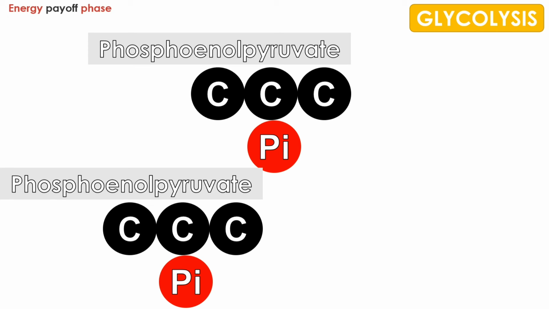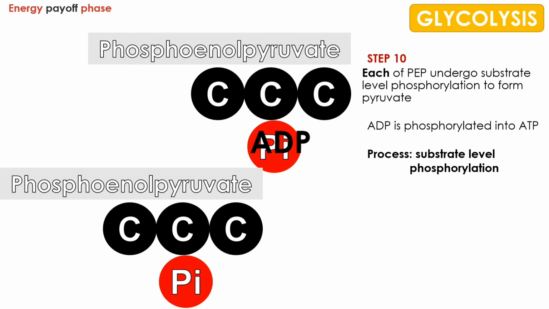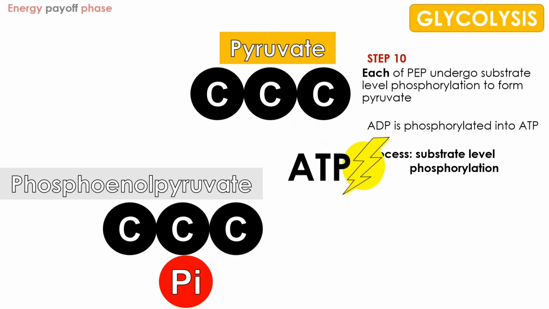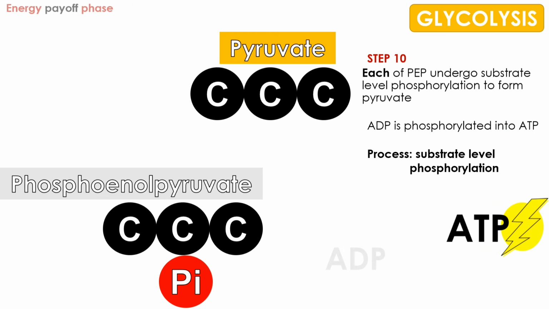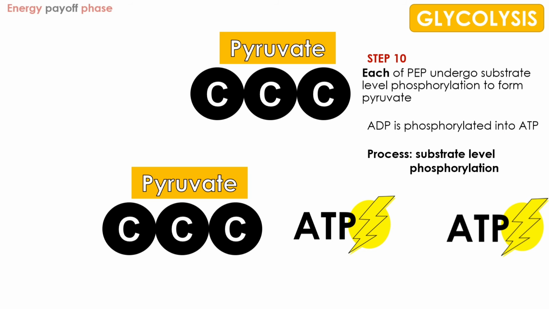In the last step of glycolysis, PEP will undergo substrate level phosphorylation to form pyruvate. During this process, an enzyme will transfer the phosphate group from PEP and attach it to the ADP molecule to form ATP. Up until this point, 2 ATP will be produced via substrate level phosphorylation for each of the G3P molecule. Since there were 2 G3P produced from the energy investment phase, a total of 4 ATP will be produced during the energy payoff phase.